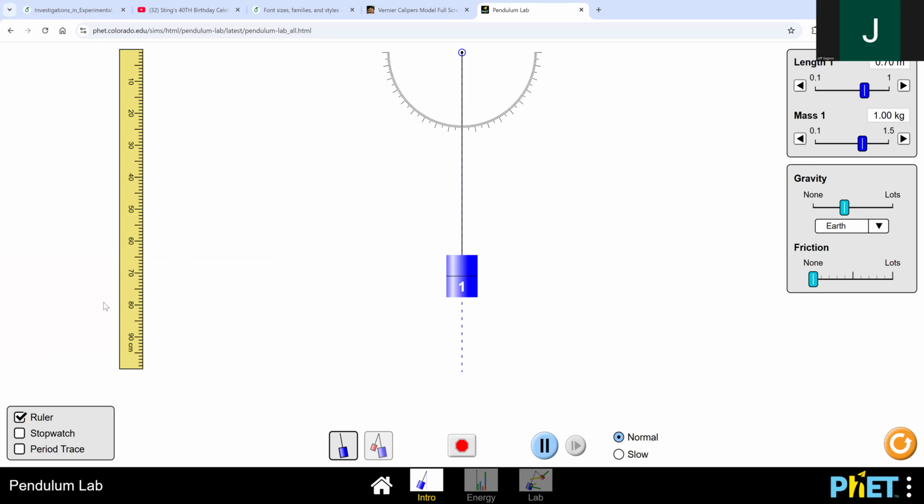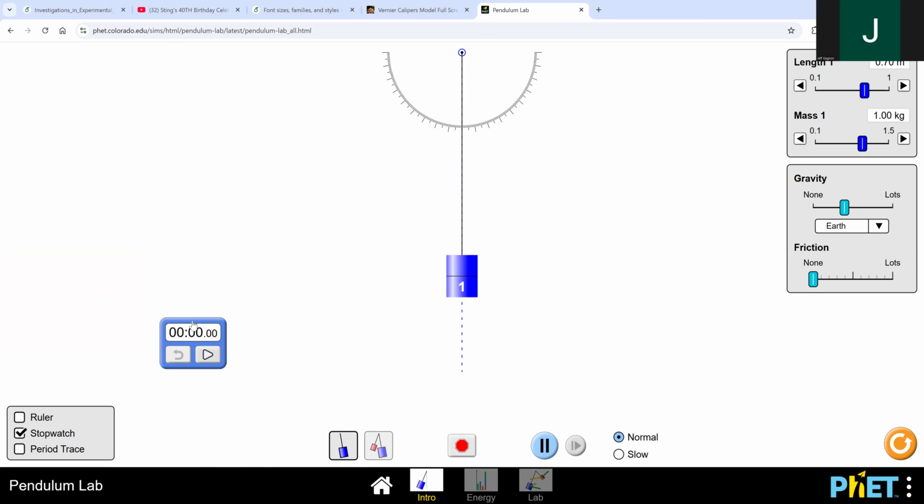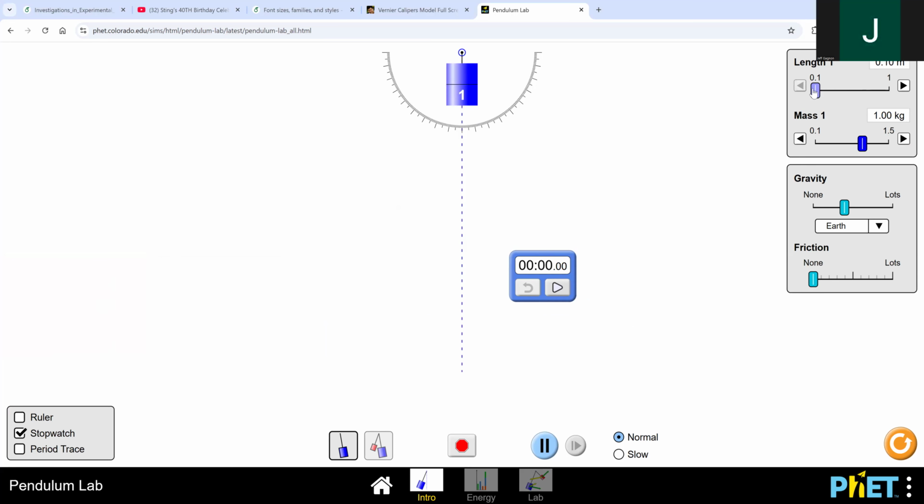And in terms of the instruments we need, we don't actually need the ruler. I'm going to click that off, but definitely need the stopwatch. I'm going to move that over here. And then we can adjust the length of this pendulum using the slider. So remember, you're going to be doing this for 10 centimeters, which is 0.1 meters. So that'd be 10 centimeters. And then 20, 30, 40, 50, for those lengths. So let me just demonstrate this.